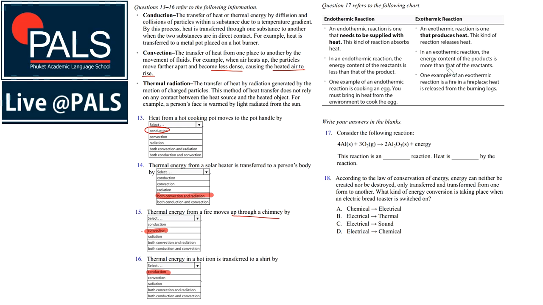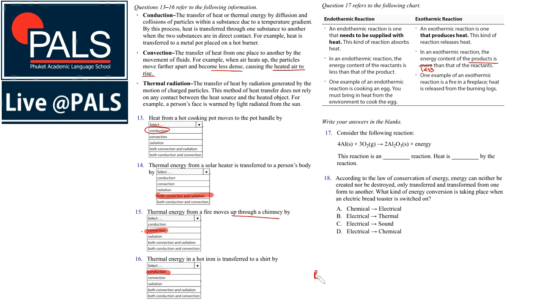Well, in an exothermic reaction, the energy content of the products. This should say less. We will draw something like an energy level diagram.